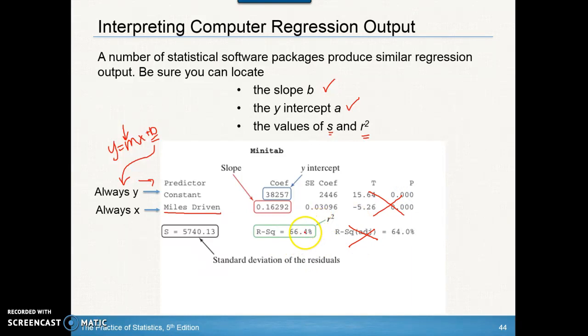Notice how this gives you your R-squared value. It doesn't give you your R value. So you would need to take the square root of 0.664 in order to get your R value. And this S over here is the standard deviation of the residuals. On average, how far away is our observed value from our predicted value?